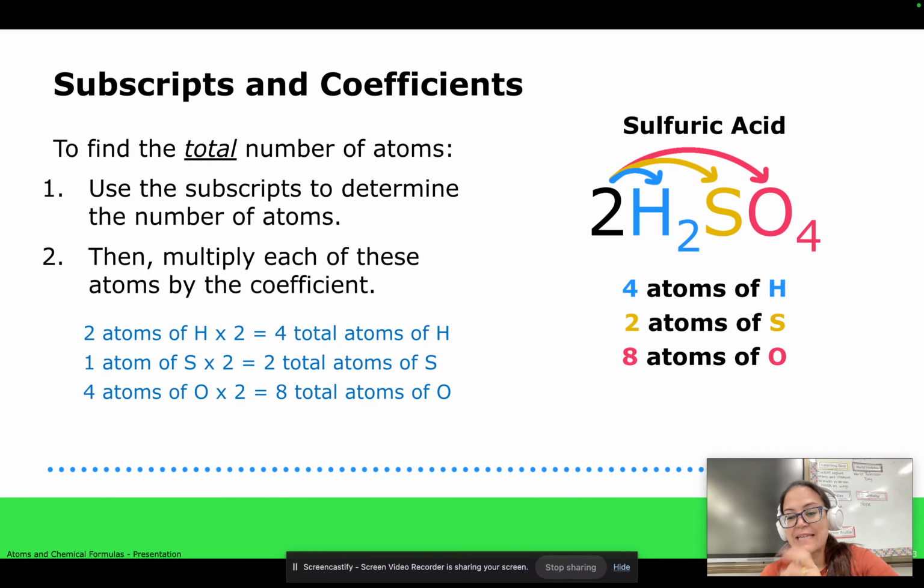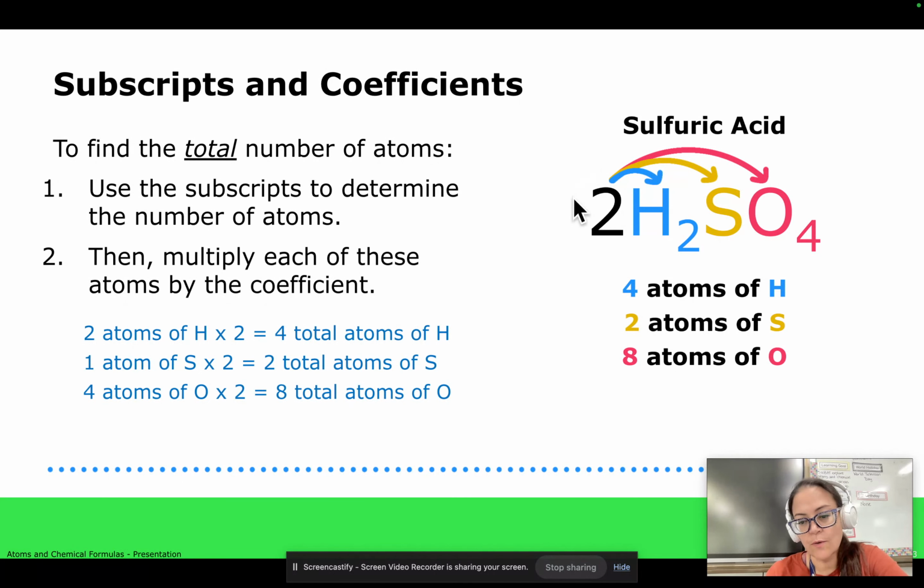So let's do subscripts and coefficients together, and this is where things get a little bit more complicated. So to find the total number of atoms in this formula, this is hydrogen, sulfur, oxygen. So we're going to use the subscripts to determine the number of atoms. So in one molecule of this compound, don't worry about the 2 yet. We're just going to worry about one molecule of this compound first. We have 2 hydrogens, we have 1 sulfur, and we have 4 oxygens in just one of those.